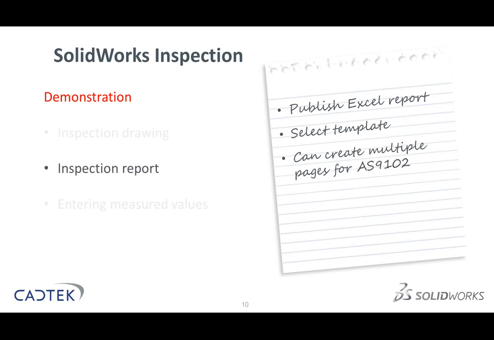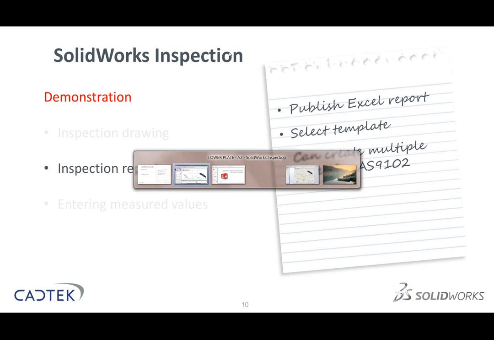Then we've got to look at the inspection report side of things, so what goes along with that drawing. We're going to publish an Excel report in a second. We're going to use a template to do that, and we'll look at how easy it is to change. In that template we can create multiple sheets in an Excel for multiple parts, or maybe one sheet is for the part, one sheet's for the assembly, one sheet's for the material specifications and things.